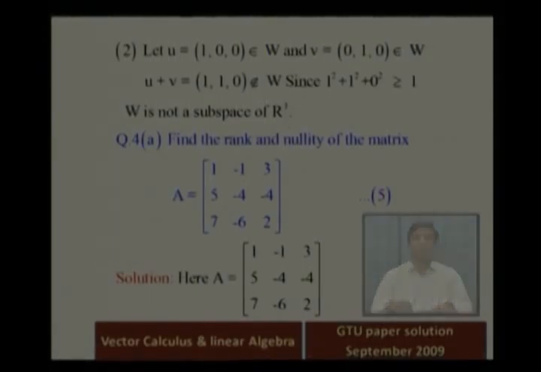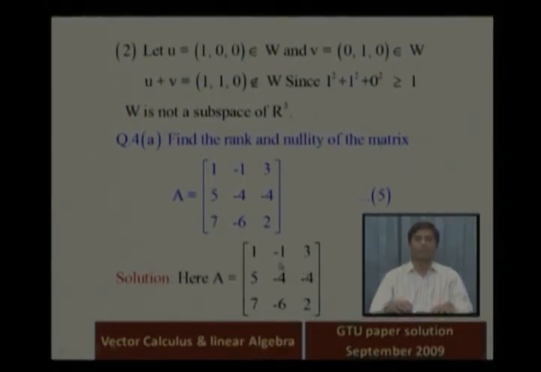Next question, question 4a. Find the rank and nullity of the matrix A. Here is a 3 cross 3 matrix: (1, -1, 3), (5, -4, -4) and (7, -6, 2). This question was asked for 4 marks. Again it is the same matrix. Here is the solution, starting with A equal to (1, -1, 3), (5, -4, -4), and (7, -6, 2).